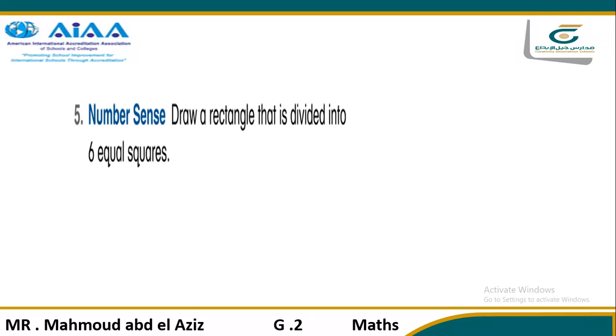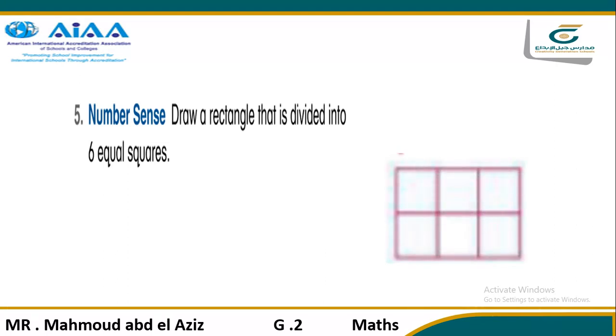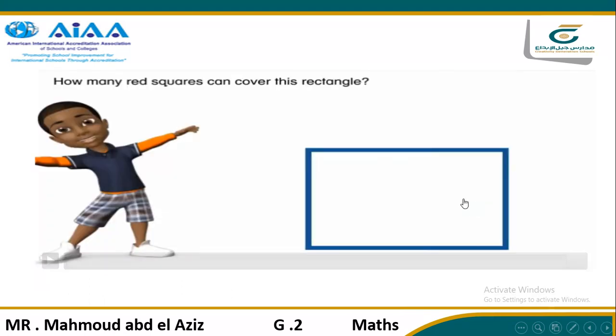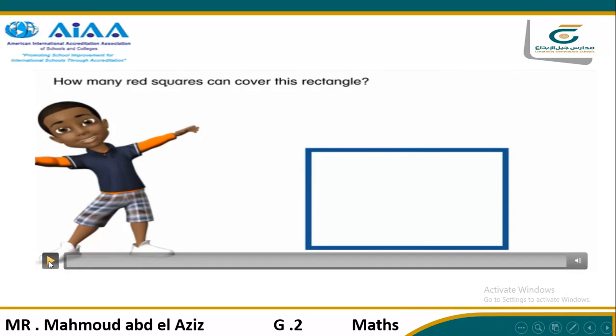Another question here. Draw a rectangle that is divided into 6 equal squares. So we should draw a rectangle and divide it into 6 equal squares, like this one. Rectangle, and divided into 6 squares. Another video, listen to it carefully.